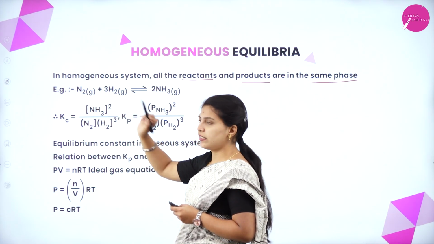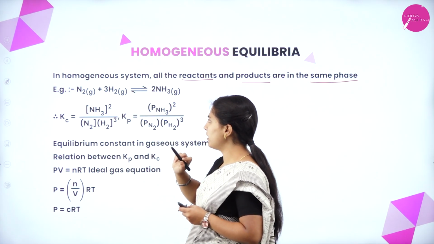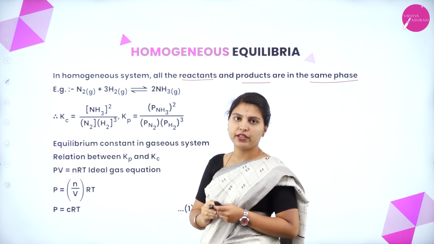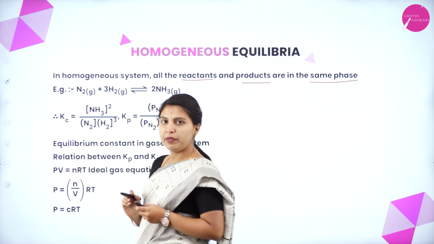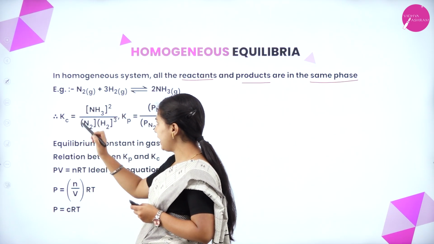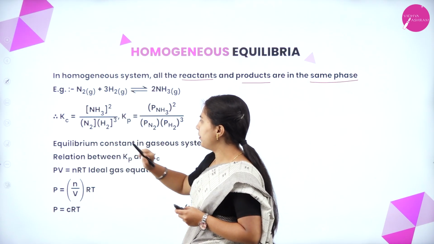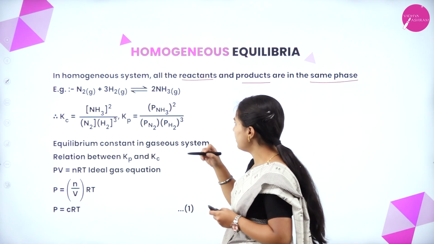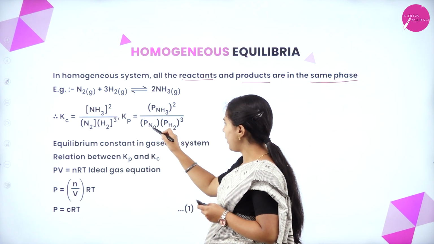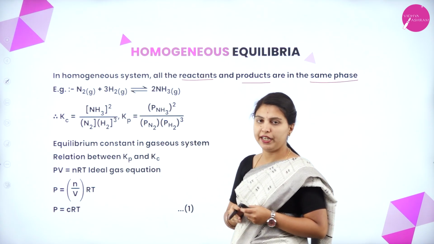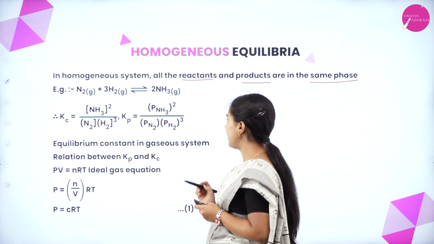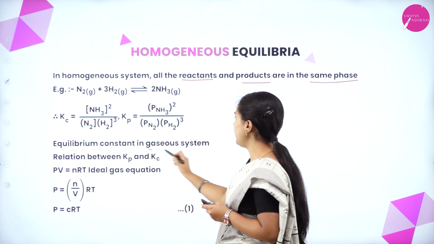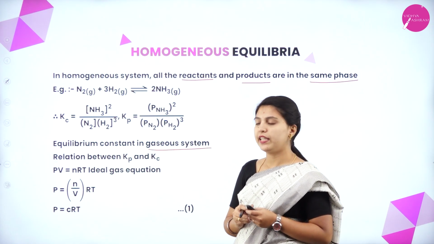See here, nitrogen is in gaseous phase and hydrogen is also in gaseous phase. The ammonia that is formed is also in gaseous phase. Then the equilibrium constant in terms of concentrations is Kc. This is ammonia, and here nitrogen and hydrogen; and in terms of partial pressures, the partial pressure of ammonia, partial pressure of nitrogen and partial pressure of hydrogen, we get the overall equilibrium constant Kp in the gaseous system. Since the overall reactants and products are in the gaseous system, the equilibrium constant will also be for the gaseous system.